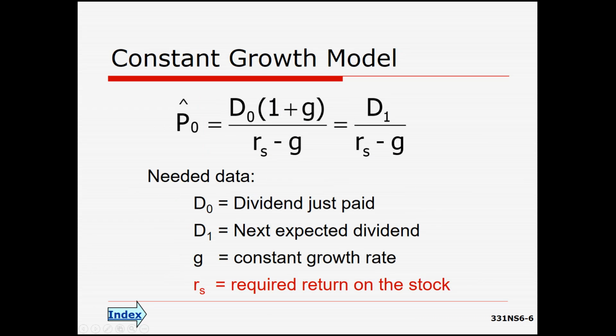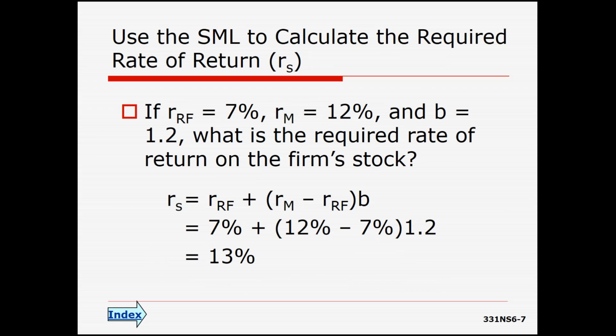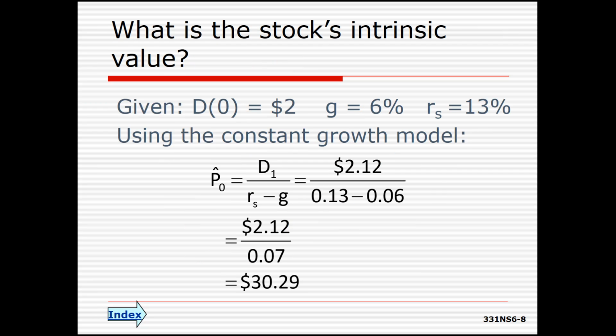Let's look at each component of the equation. D0 is the dividend just paid. D1 is the next expected dividend. By definition, D1 is equal to D0 times 1 plus the growth rate. G is the constant growth rate, and RS is the required return on the stock. So where do we get this? CAPM. If we're given a risk-free rate of 7%, a return on the market of 12%, and a beta of 1.2, we can find the required return on this stock, 13%.